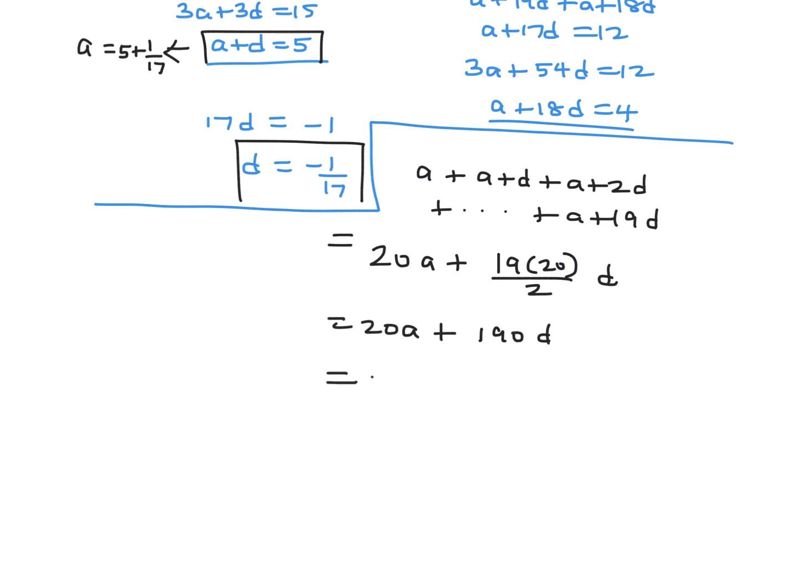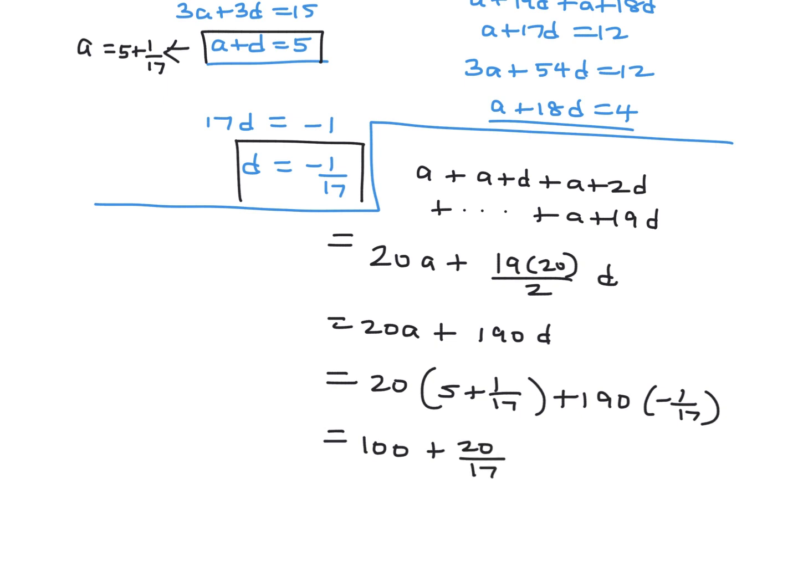Okay, now we're almost done. 20a is 100 plus 20 over 17, and d is a negative 1 over 17. And therefore we have 100 plus 20 over 17 minus 190 over 17. And then that's going to be minus 170 over 17. So that's going to be 100 minus 10, which is 90. Oh, nice. 90 is the answer.